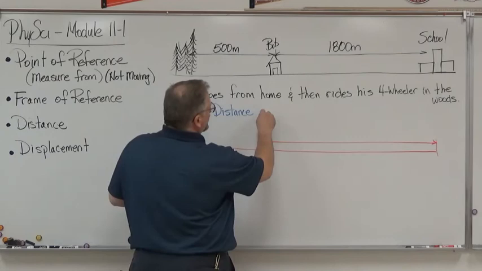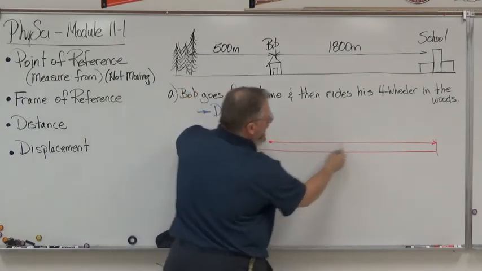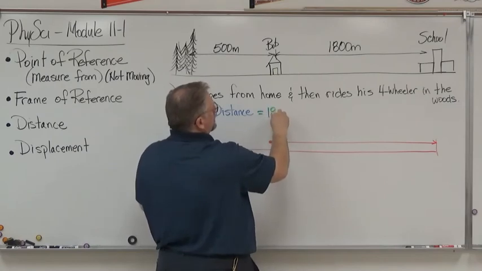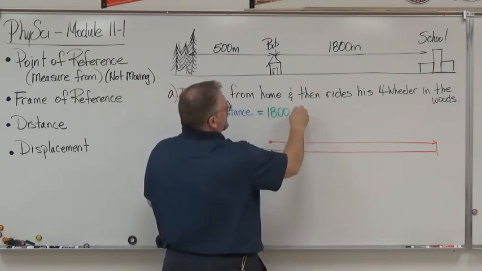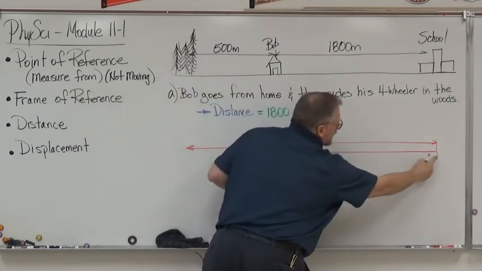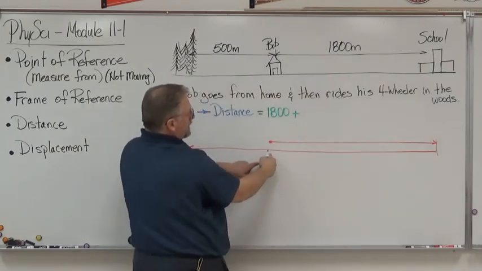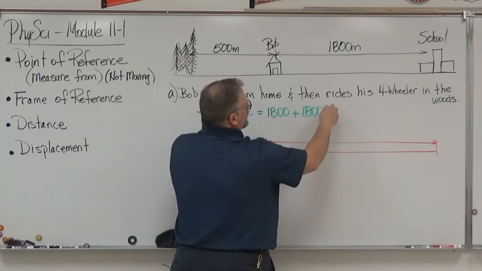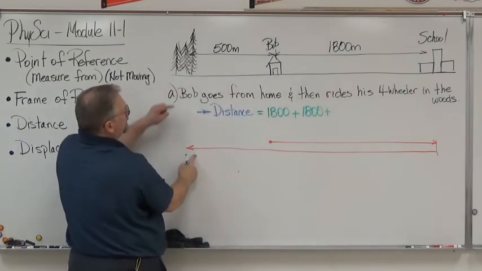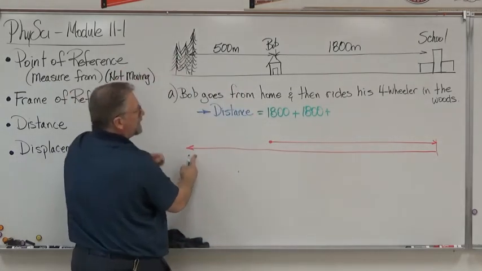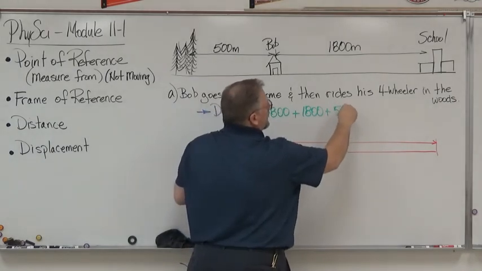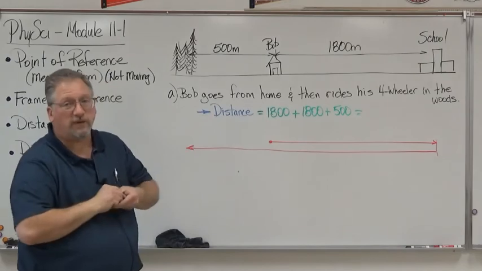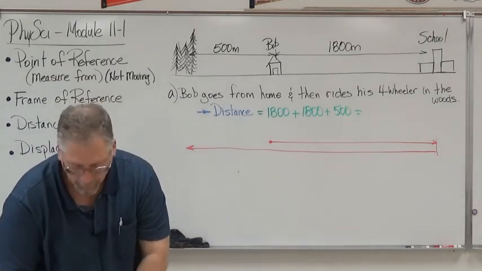So distance is gonna be, see, from here to here is what? 1,800 meters. And then we're going to go back, right? He goes back this way. That's another 1,800 meters, right? Plus he travels that last little bit to the back 40 there, 500 meters. So that's another 500 meters there. So we have to add the total length of the entire path.